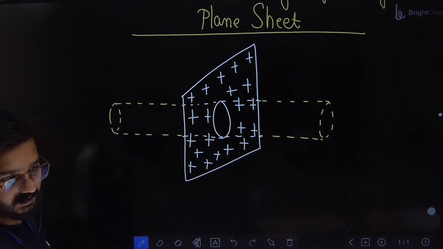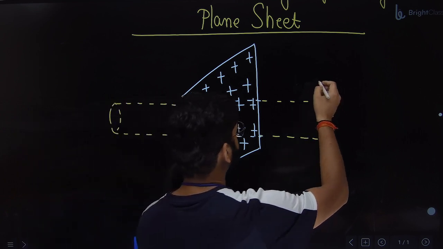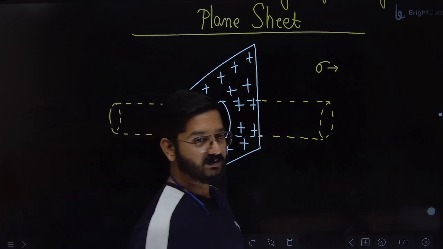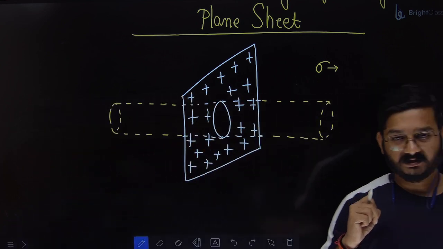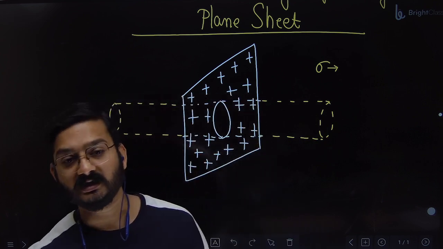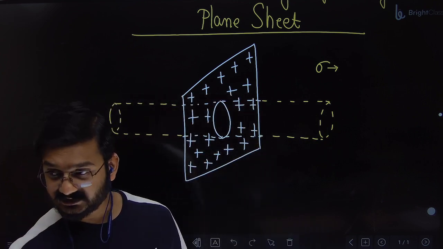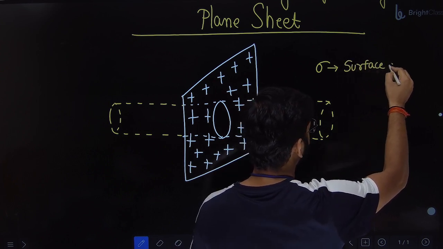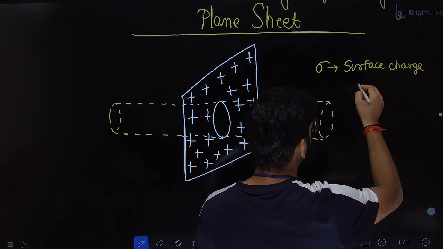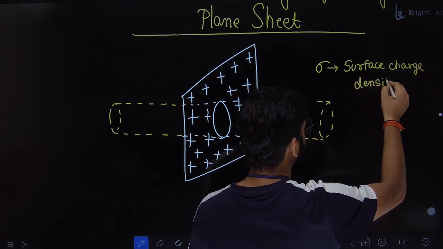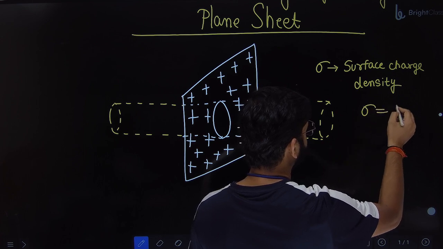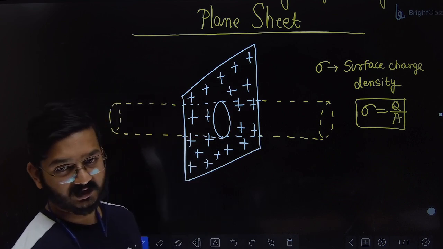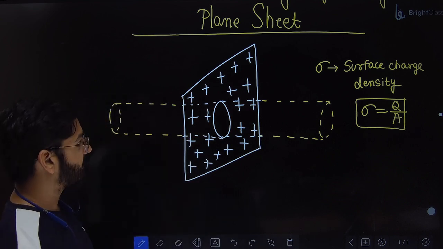Okay, and start the working. So first thing we will discuss: sigma. What is this sigma called? Sigma is the surface charge density. Lambda was what there? Linear charge density. This is called surface charge density. So you will write this as what? Charge per unit area. That was charge per unit length. This will be charge per unit area.